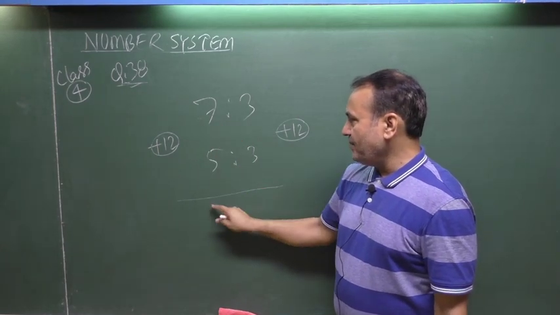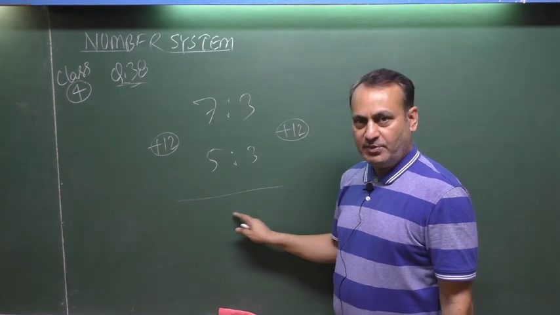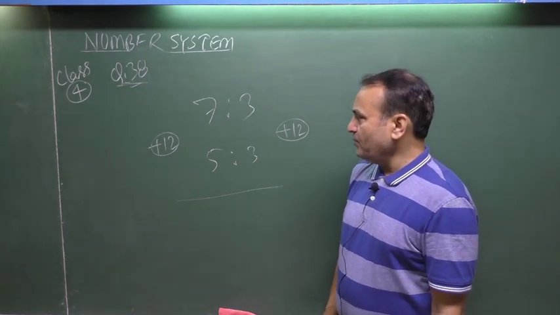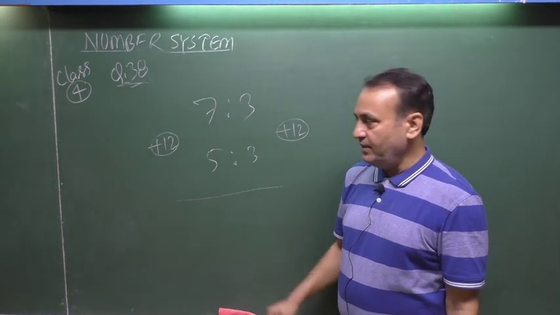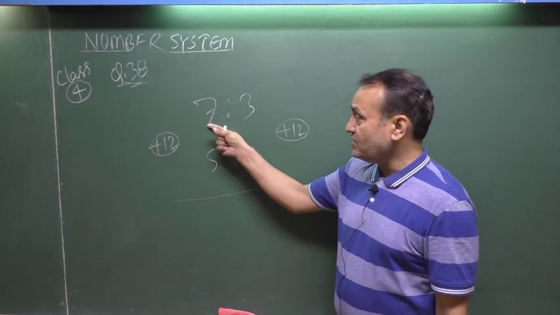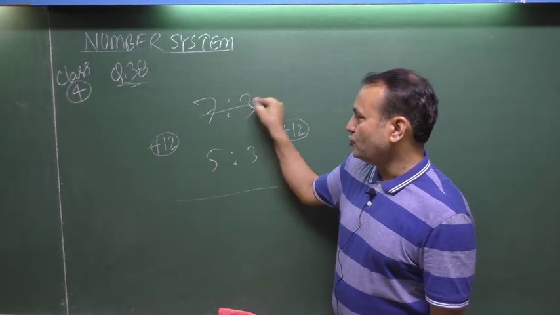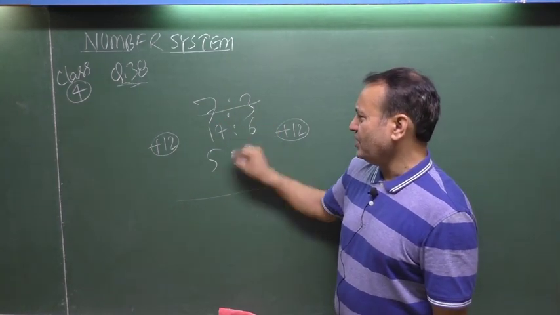That means the same rule must be applied here. 7 minus 5 equals 2, 3 minus 3 equals 0. Here 2, here 0. These must be equal. That means we have to adopt the new trick given by me. The difference of 5 and 3 is 2. You have to multiply 7:3 by 2. 2 times 7 is 14, 2 times 3 is 6.